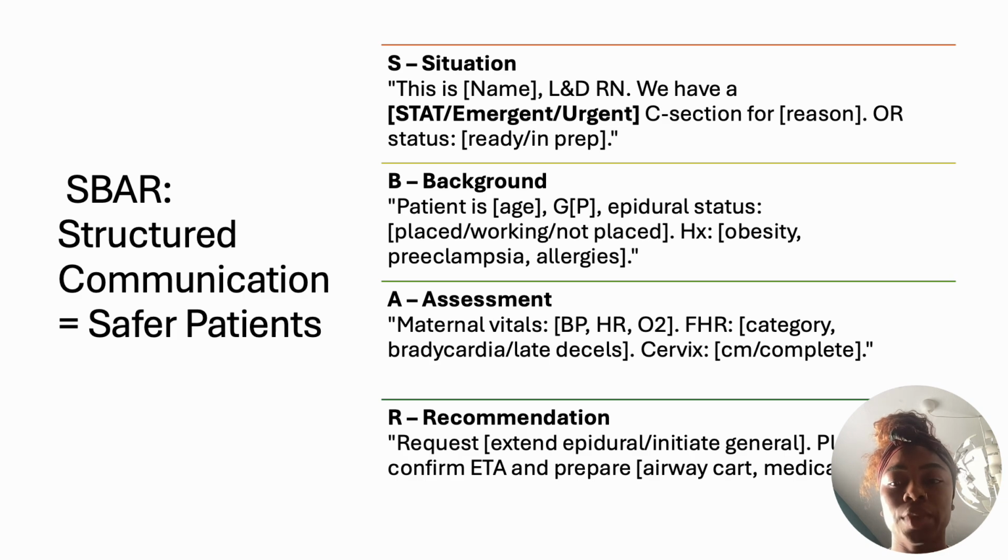So we're going to get into an example of how the nurse can call the anesthesia provider and say, "Hi, this is Zaire, L&D nurse. We have a situation: stat, emergent, or urgent C-section, and the reason for it. The OR status, is it ready? Is it in prep?" Then we go into the background of the patient. What's the patient's age, their gravida number, epidural status, is it placed, is it working, is it not placed? Then history: obesity, preeclampsia, gestational diabetes, allergies.